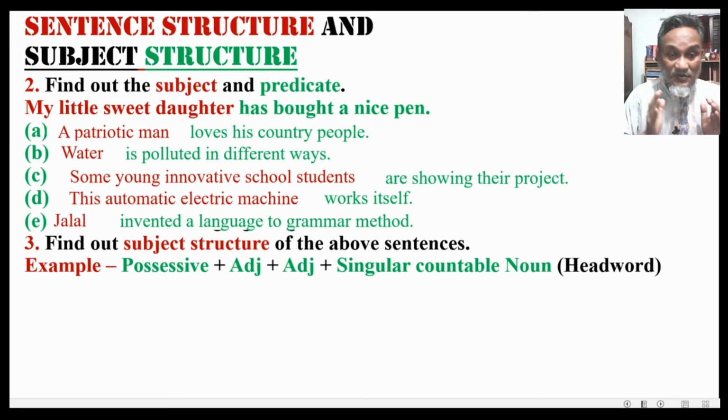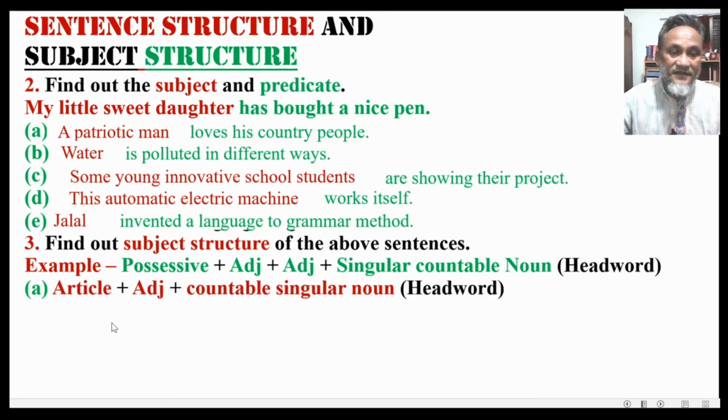If you don't identify the singular subject or plural subject, you cannot use the right verb. So let us take an example: my little sweet daughter. My is possessive, little is an adjective, sweet is an adjective, and daughter is a singular countable noun, and daughter is the head word. As daughter is singular, the subject is singular, and the verb is singular.